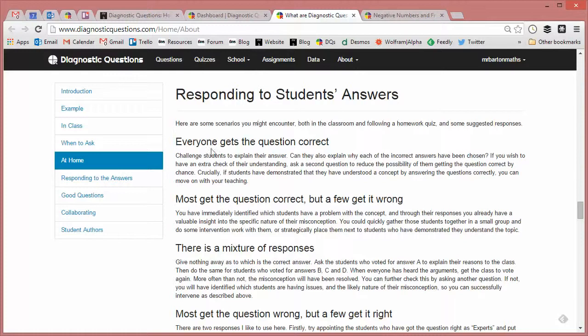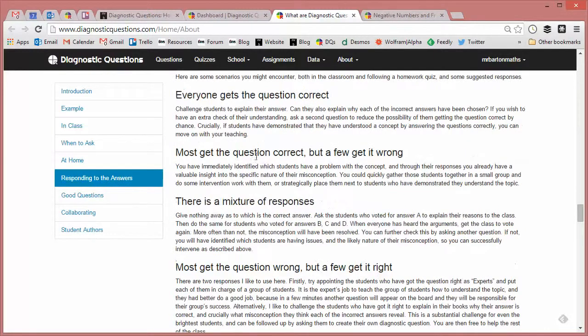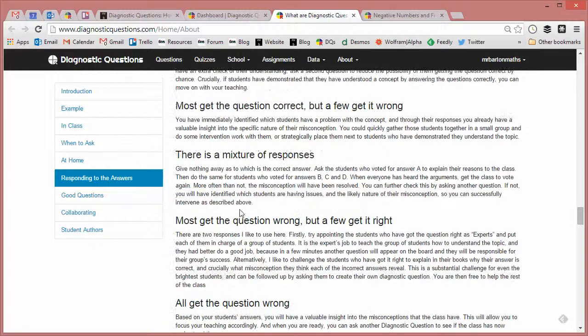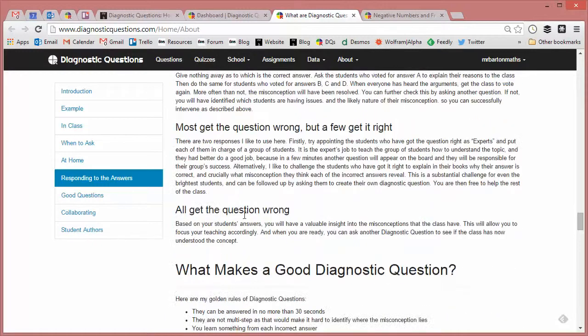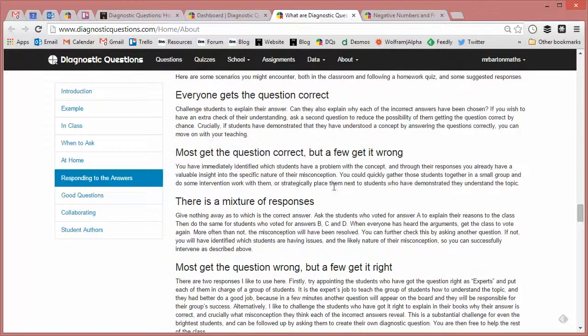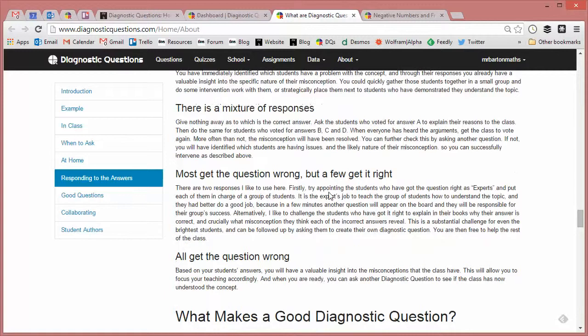So there's lots of things that can happen. Everyone gets the answer correct, most get it correct but a few students have got it wrong, there's a complete mixture of responses, most get it wrong and a few get it right, and all get it wrong. So just pop on the page and have a read through those, and if you come up with any extra strategies, just drop me an email and I'll add those into the mix as well.